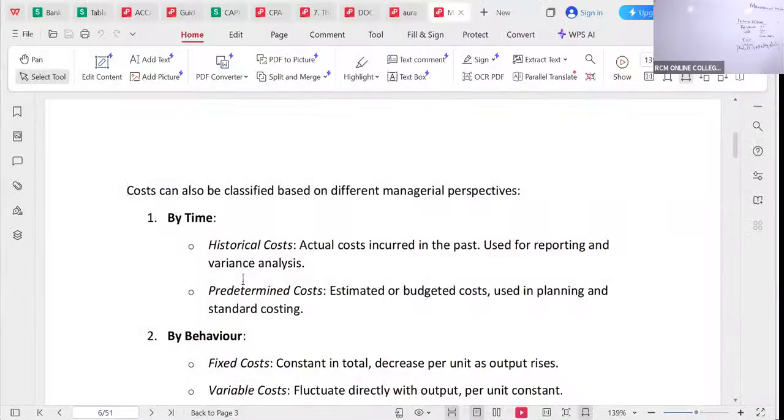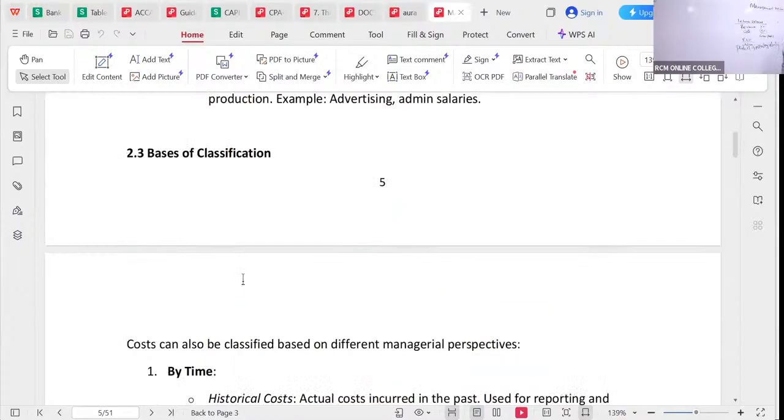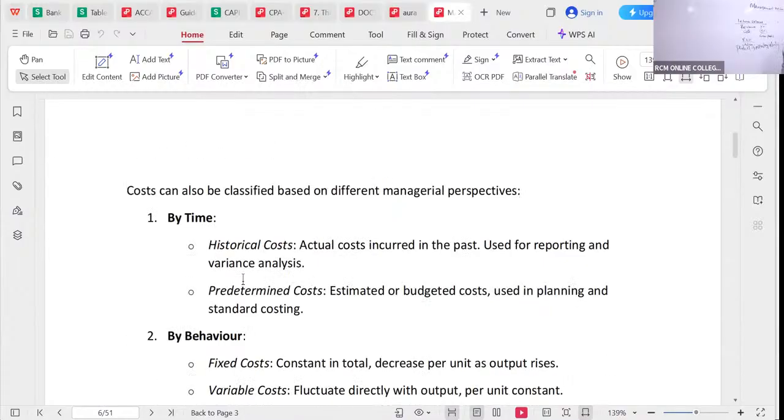All right. Now, ladies and gentlemen, from there, we have a classification of costs. Based on classification, we classify costs by time. So by time, we shall always have two types of costs: past costs and future. Historical and future costs.